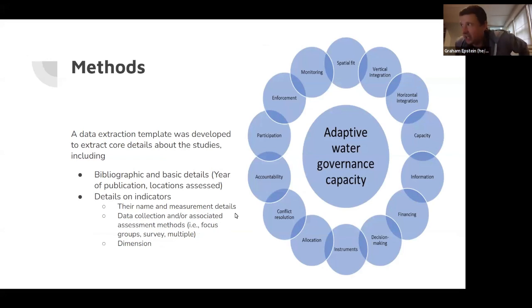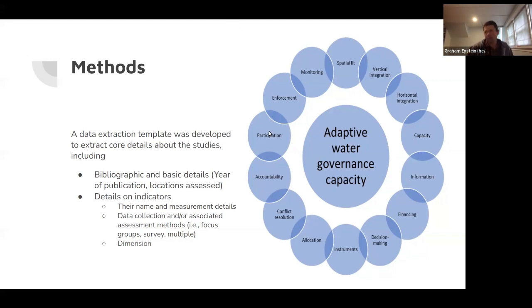We then developed a data extraction template to extract core details about the studies. These include basic bibliographic and other details. When was the study published? What locations were they assessing? Not all these studies actually had an implementation component, but for the ones that did, we indicated where they studied adaptive water governance capacity, and we measured them along these 14 indicators.